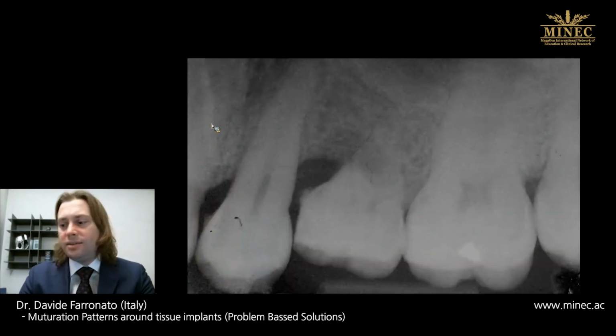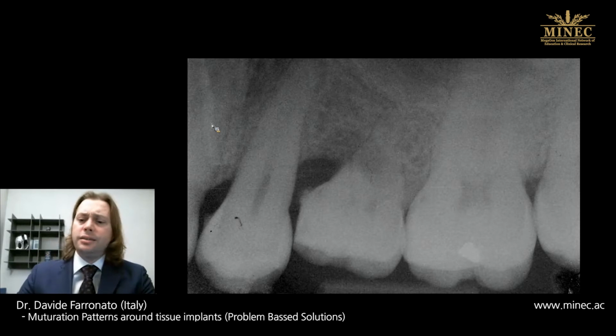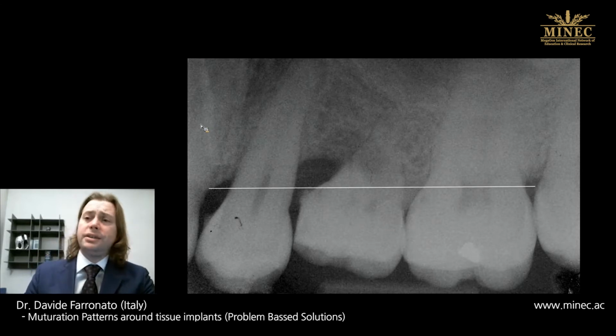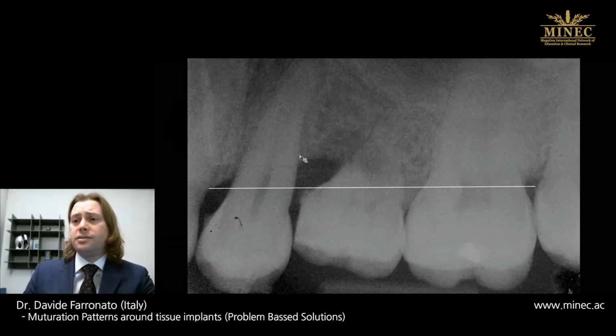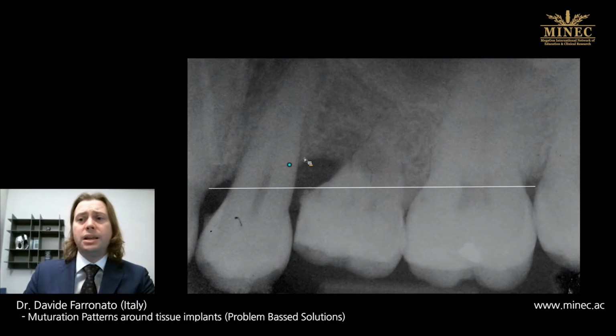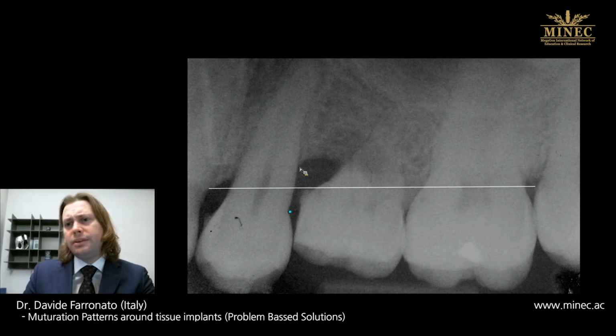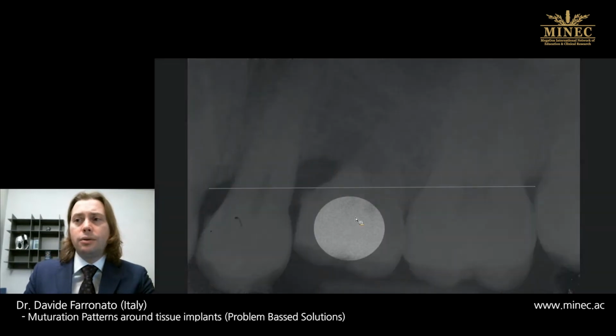Let's begin with the case again. In this situation, you can clearly see that there's no possibility to have a papilla, because the interproximal bone peak is probably 4 mm far from the CEJ of the medial tooth. This is a compromised dentition on an adult patient.